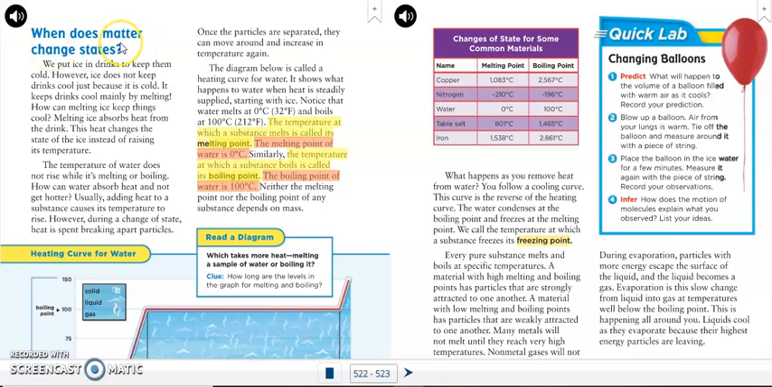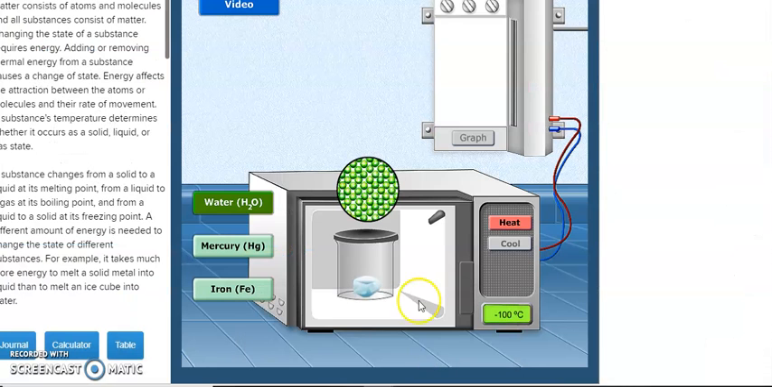Our lesson was about change of states, and right now we will study when does matter change state. So let's do together a small experiment again. As you see here, we have a microwave, and we take water first as example.